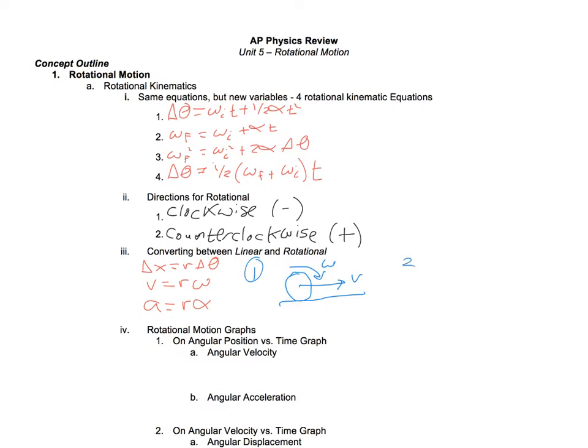The second time when we're going to use this is when we're thinking about a rotating object, and we're thinking about a point on that rotating object and the velocity, the tangential velocity of that point, or the tangential acceleration of that point compared to the angular velocity or angular acceleration. So those are the 2 situations where those equations come into play.